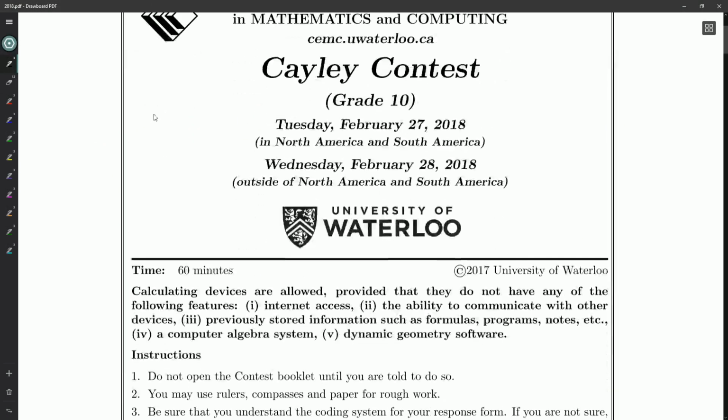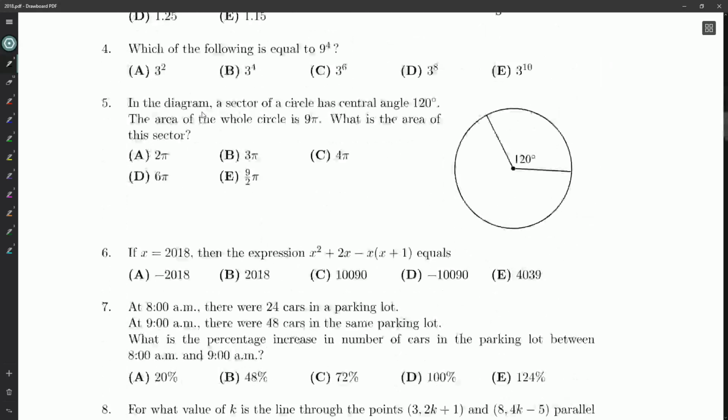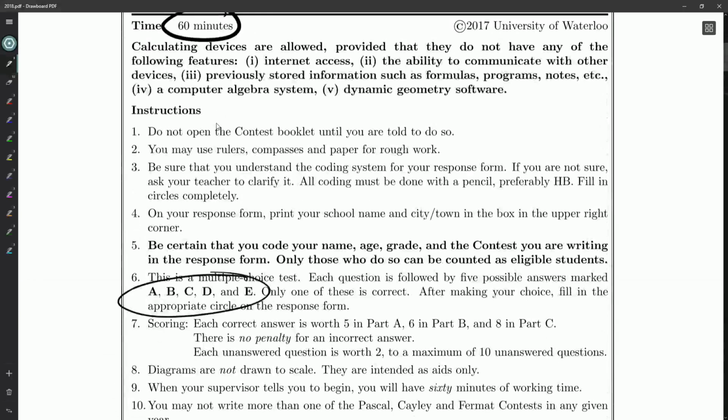And so we're looking at the Grade 10 Cayley here. It is the 2018 paper. As usual for a Cayley or a Pascal or a Fermat, 60 minutes, so 1 hour. There's multiple choice answers. A, B, C, D, and E are going to be our presented answers here. Okay, only one of them will be right. Calculators are allowed. Always make sure you bubble in.